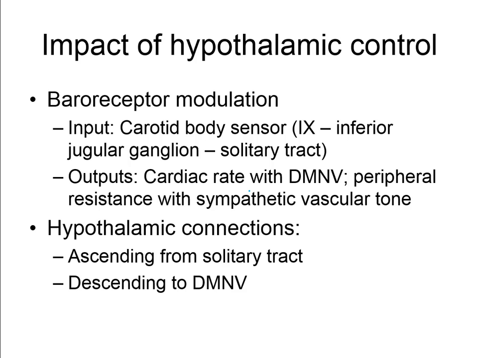So let's think a little bit about a couple of these types of controls. So, baroreceptor. We know that the carotid body out in the periphery at the bifurcation is essentially our blood pressure sensor. Okay? It's innervated by cranial nerve 9, inferior jugular ganglion. Where does that synapse? It's a visceral sensation.